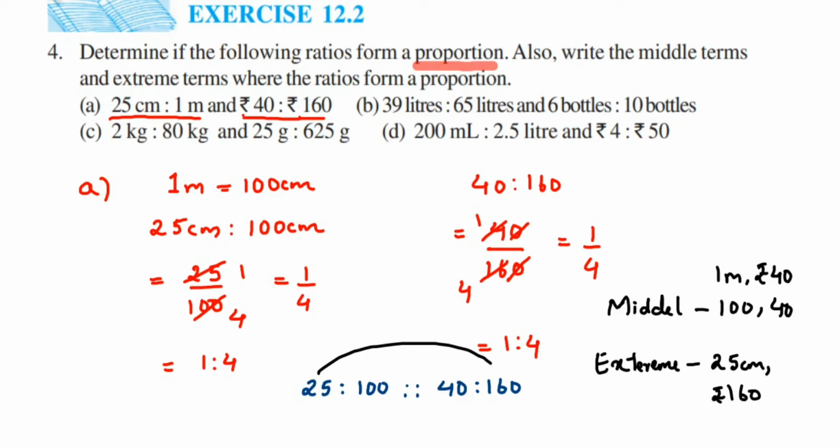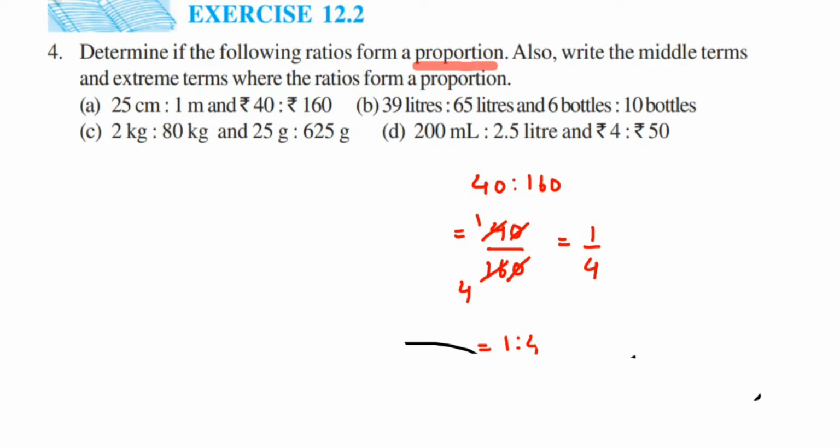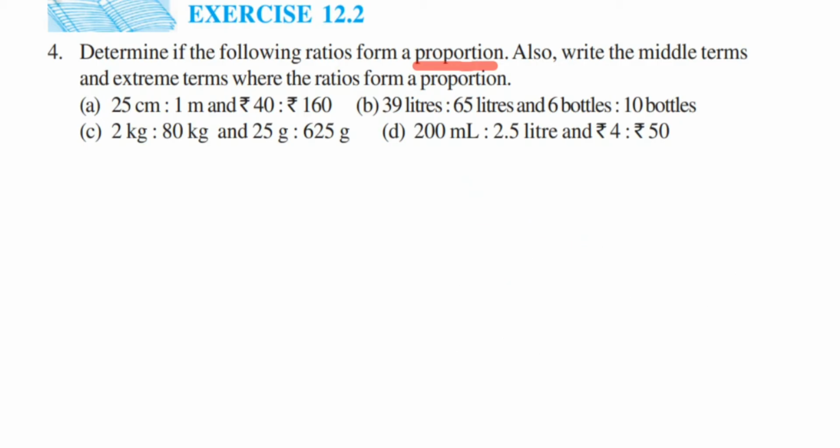So then the second one. In the second one we have 39 liters and 65 liters, so both are in liters. So here we have 39:65. Now convert this into fraction because I want to reduce it. So this will become 39 upon 65. You can cancel this in the 13 table. 13 5s are 65, 13 3s are 39. So we got here 3 by 5. Convert back this into ratio.